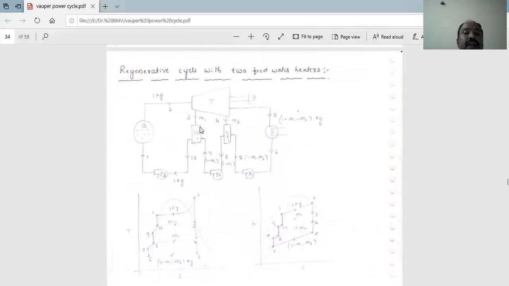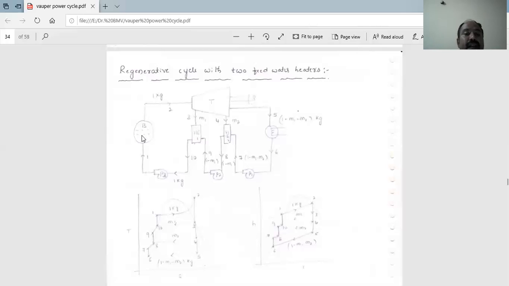Through heater 1 and heater 2, at stages 3 and 4, m1 and m2 amounts of steam are trapped, and then the liquid is pumped to the boiler. This is the working principle behind the regenerative cycle with two feed water heaters. Now I can explain this working principle briefly.